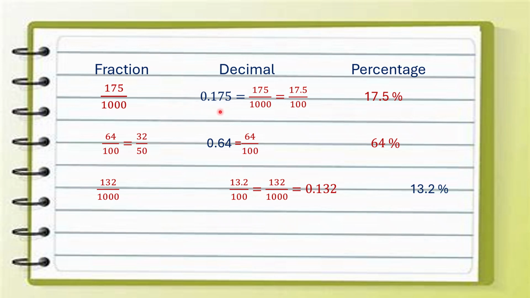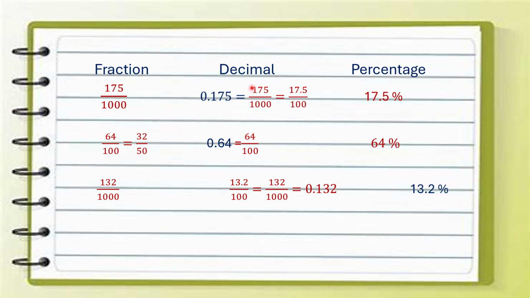Now 0.175, we have to convert into fraction as well as percentage. Okay, so 0.175, how can we write it as a fraction? That is 175 by 1000. Why is it 1000? Because after the decimal point we have three numbers. So 175 by 1000, which is equal to... now for percentage, the denominator should be 100. So for that, I am adding the decimal point in the numerator. So 17.5 by 100. So the answer is 17.5 percentage.